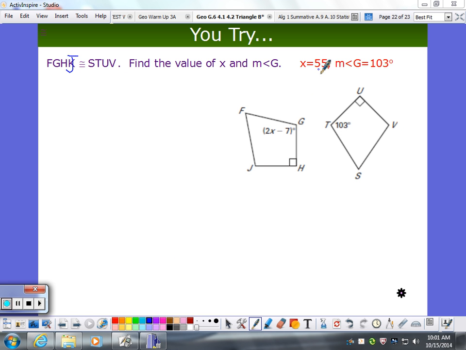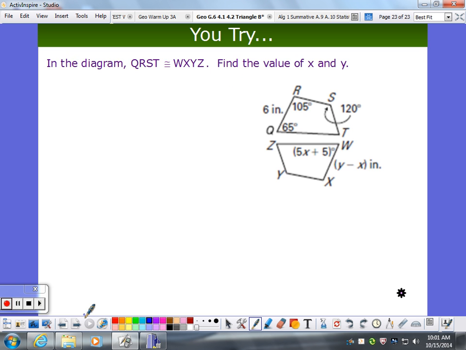What do we got here? X is 55, G is 103. G is 103, that's kind of easy, right? Because G and T are a straight match. So the whole thing will have to be 103. And then you just solve this, correct? Yeah? Did you do the other one? You get to this guy here.